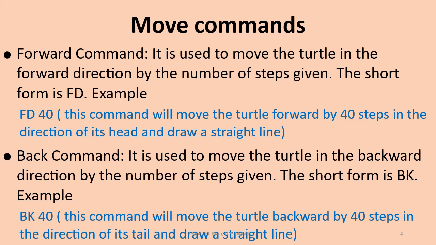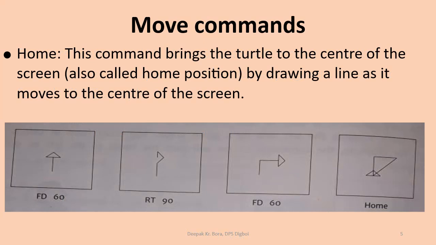Next is back command. It is used to move the turtle in the backward direction by the number of steps given. The short form is BK. We usually write the short form in the input box to save time. Example, BK40. This command will move the turtle backward by 40 steps in the direction of its tail and draw a straight line. We will see practically the working of these commands.